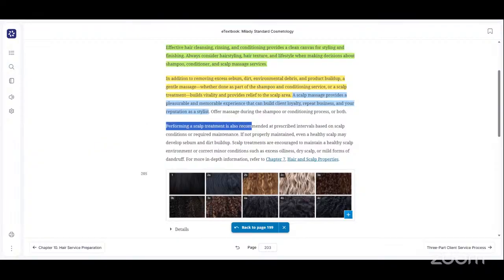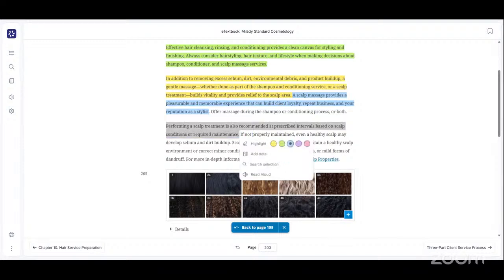Performing a scalp treatment is also recommended at prescribed intervals based on scalp conditions or required maintenance. This is where you guys are going to learn what shampoos to use and what conditioners to use. They say, well, you need a treatment, a steam treatment. We're going to learn why. What's the benefit of these different conditioning treatments for the hair and scalp? That's what we're going to jump into and learn.